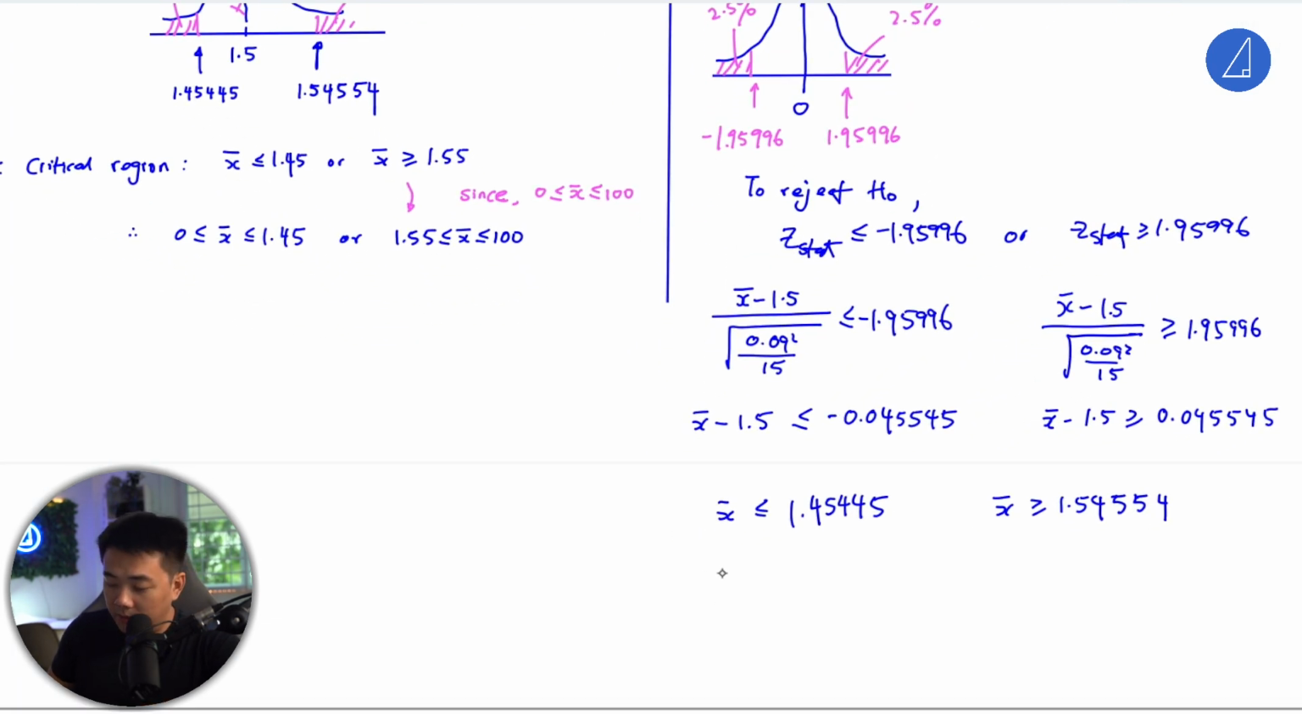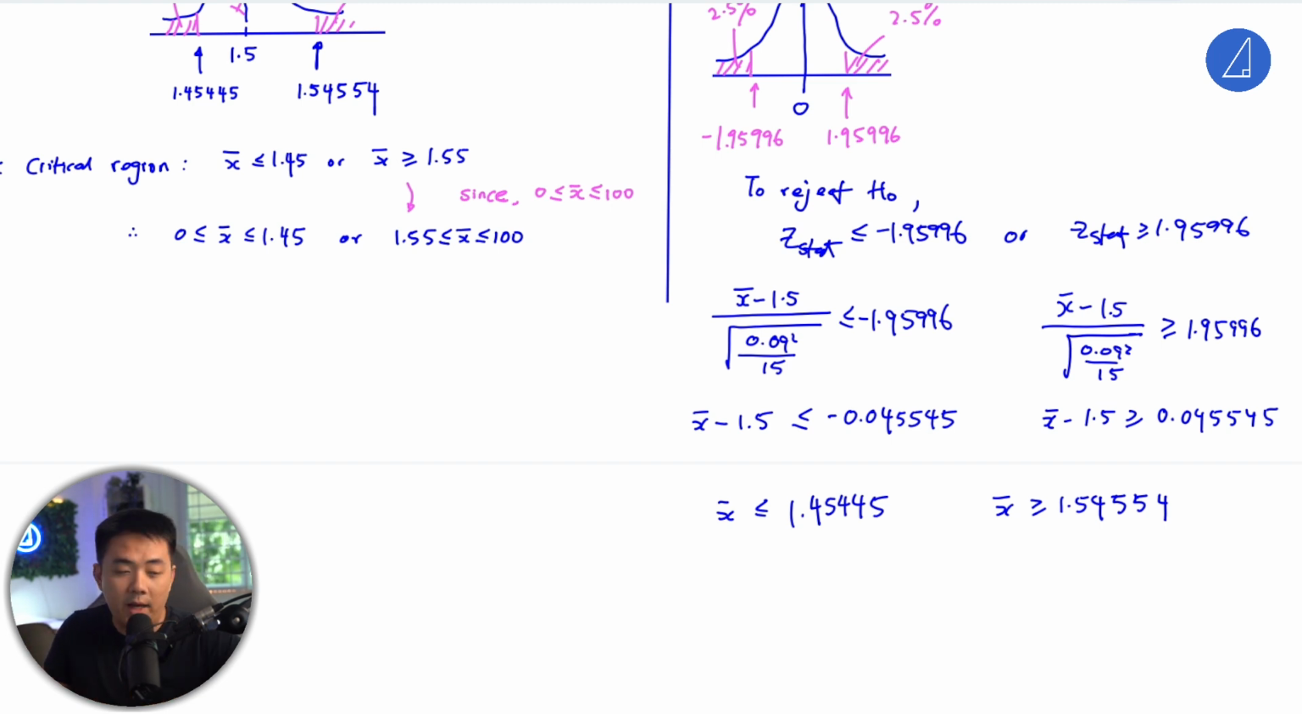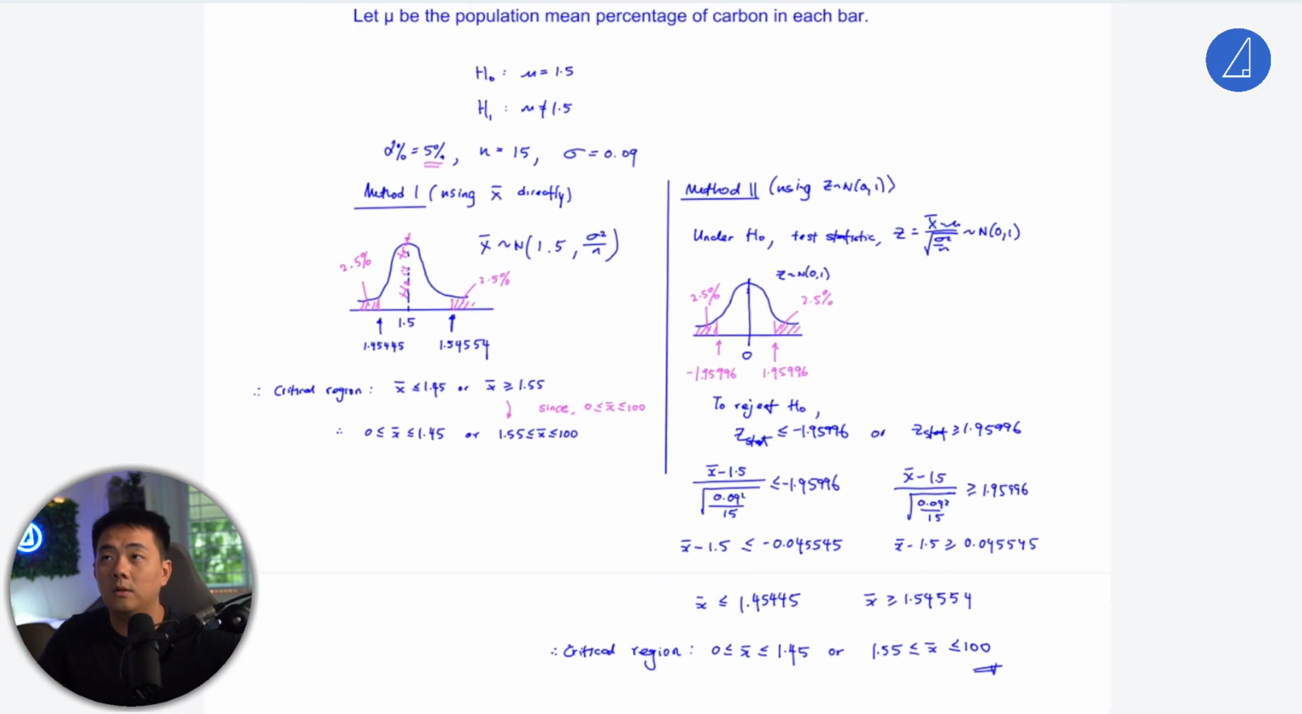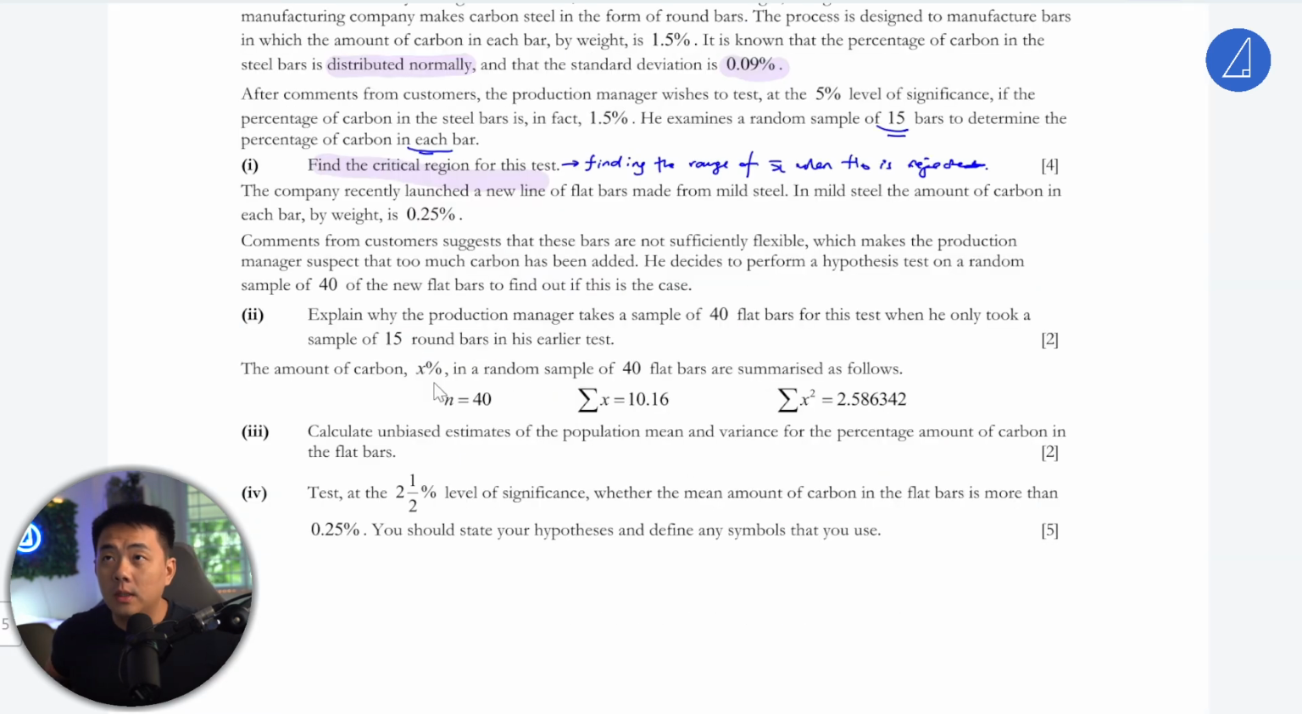So the critical region, similarly, your x bar cannot be less than 0. It's a percentage, so it's between 0 and 100. So you just add the lower bound and upper bound. Okay, so that's how you do the first part here. So let's look at the second part.